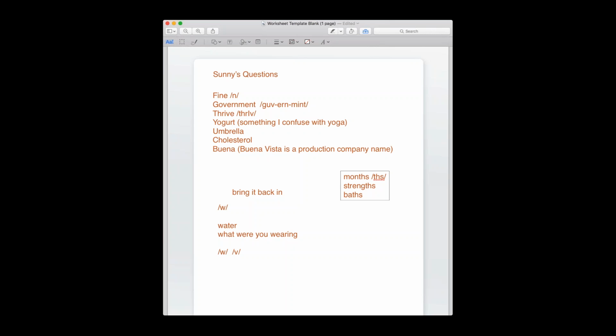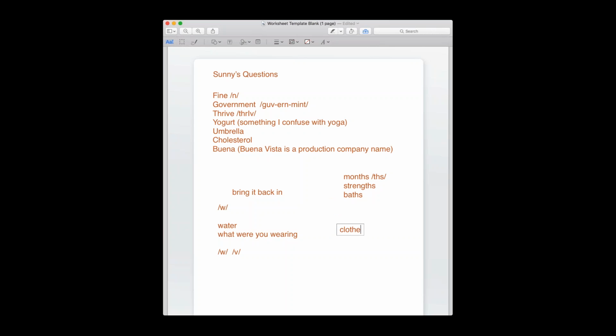Okay, so say those for me. Months. Mm-hmm. Months. And do it with more of a T sound. Let me hear how it sounds. Months. So yeah, do it kind of without that TH sound. Months. There you go. Just do that one without the TH sound.